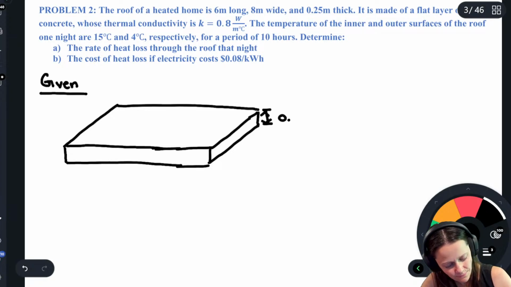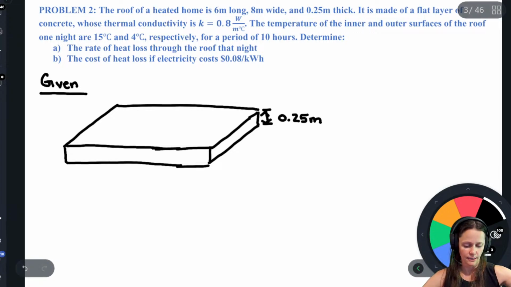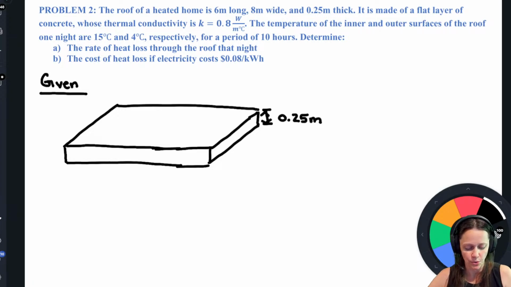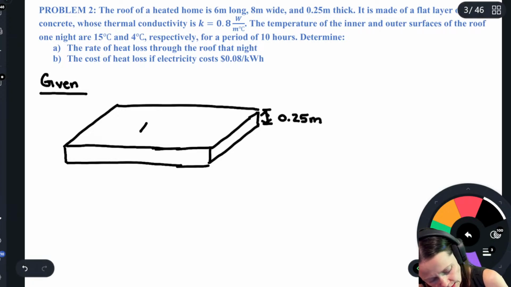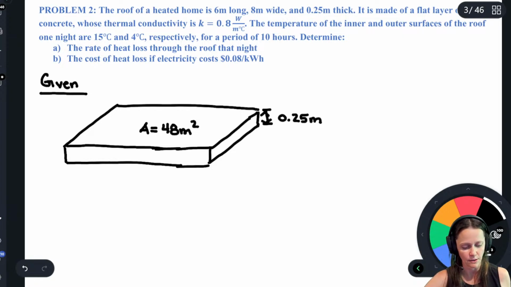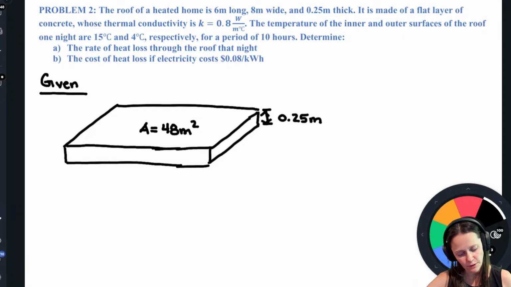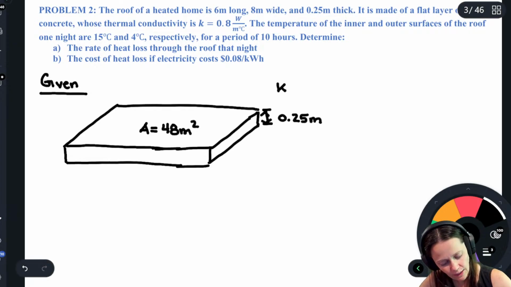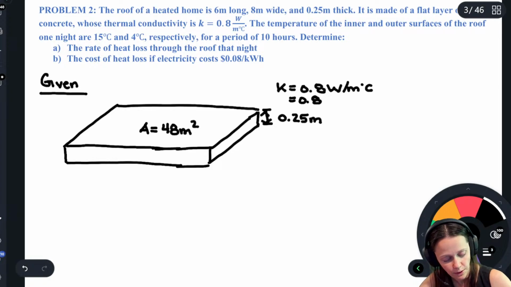It's 0.25 meters thick, and then it's 6 meters by 8 meters. So this area right here, I'm just going to write it out as 48 meters squared, 6 meters times 8 meters. It's made of a flat layer of concrete whose, oh yay, they give us the K value. That K value is 0.8 watts per meter degree Celsius. Again, you can put it in watts per meter Kelvin.